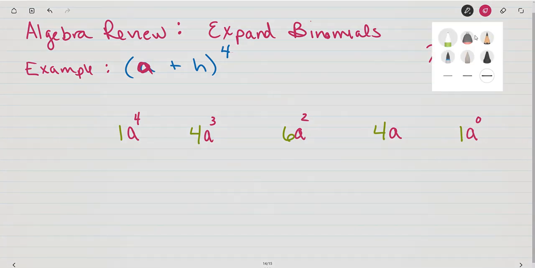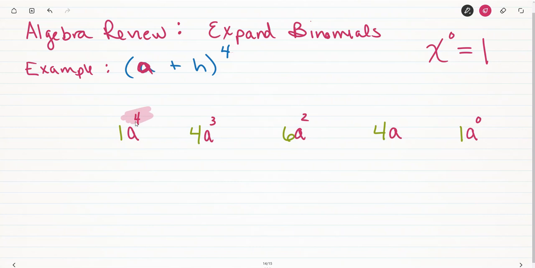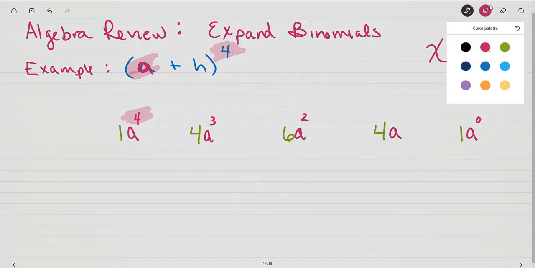Now, why did I start with a4? Because that's what we're expanding. We're expanding the binomial to the 4th power. Why did I start with an a? Because our first term here is an a. I could have just as well started with the h. Because this is symmetrical, it would have ended up being the same. Go ahead and try that a few times and you'll see that you get the same thing either way.